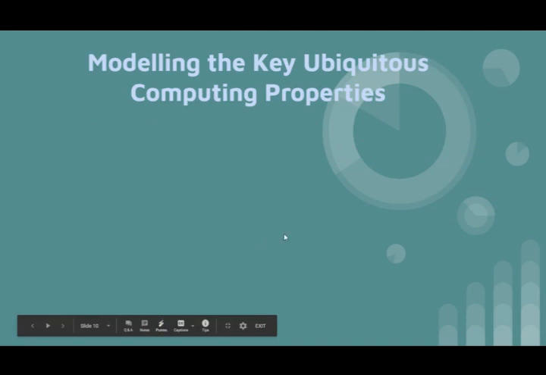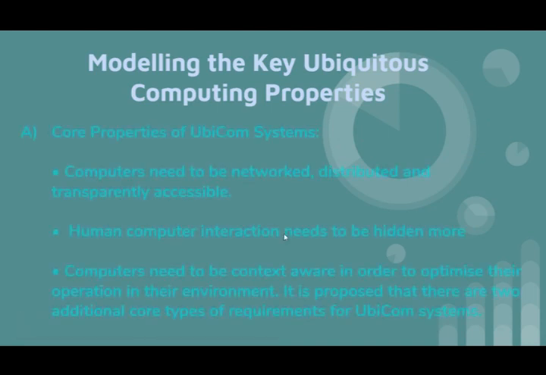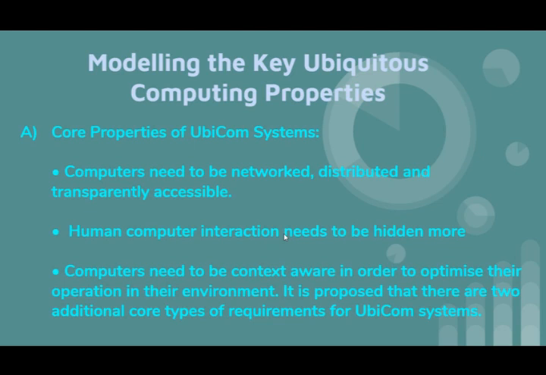Then the next point is modeling the key ubiquitous computing properties. The first point is the core properties of a UbiCom system. We have different core properties. First one is computers need to be networked, distributed and transparently accessible. When you're working on sensors and networks, your devices need to be connected to the internet, which is a distributed environment, and transparently accessible to others.